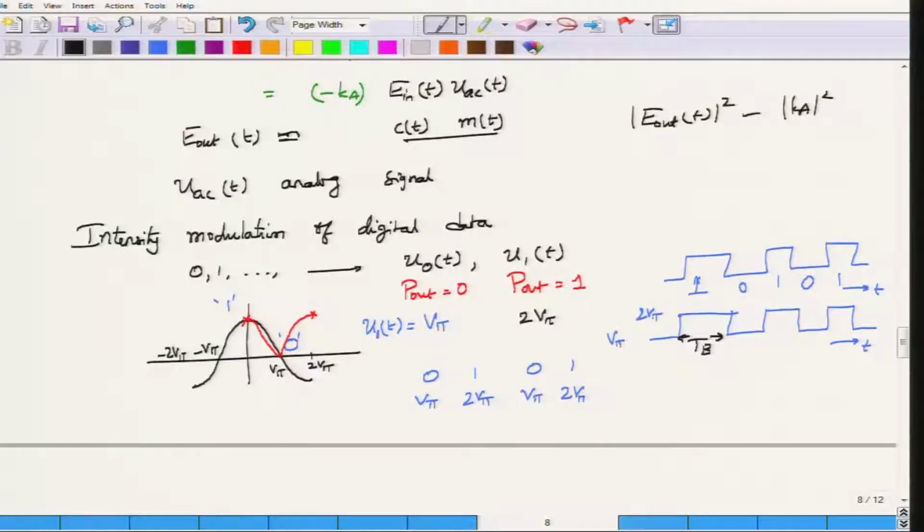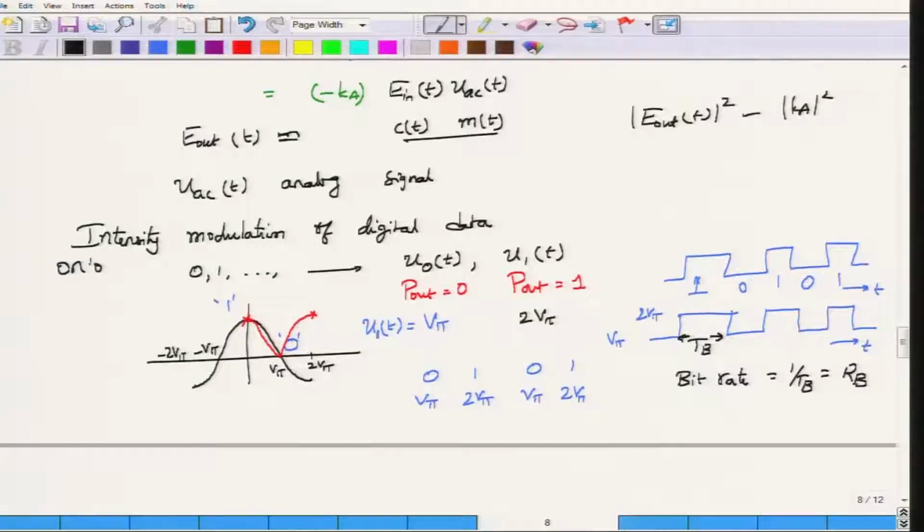In this case, each bit or each pulse of duration TB carries 1 bit of information. So, the bit rate, the rate at which we are transmitting these bits, is equal to 1 by TB. This is sometimes written as RB. RB denotes the bit rate. In each time window of TB, I am sending one pulse, and each such pulse carries 1 bit. So, therefore, the bit rate of this intensity modulation or on off keying.